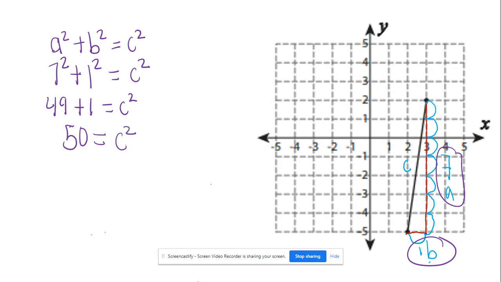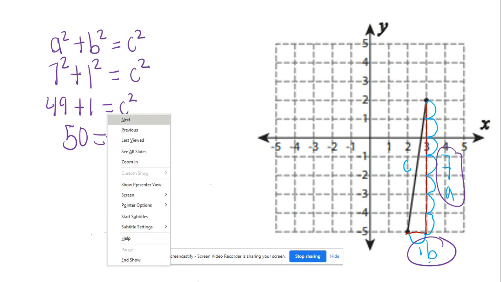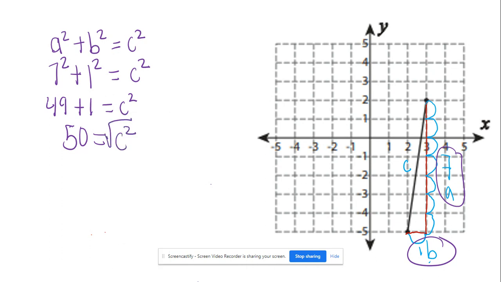Now remember, take the square root of both sides to get it all by itself. And you get C equals 7.07.